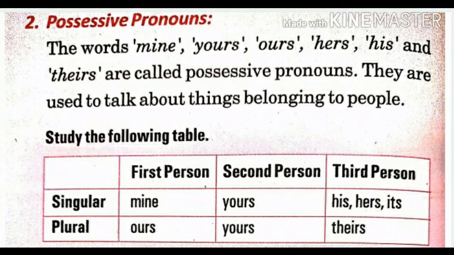The second kind is possessive pronouns. A pronoun that shows possession is called a possessive pronoun. For example, mine, yours, ours, hers, his, etc. You can look at the table wherein mine is the first person in singular form, yours is the second person in singular form, and in third person, his, hers, its is the third person. And if we talk about plural, first person is ours, second person is yours, and third person is theirs.